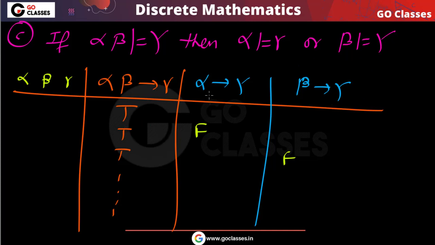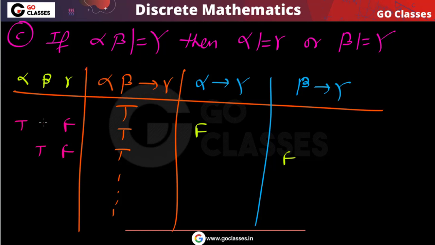Okay, so can I make it false? Alpha implies gamma. How can I make it false? Here definitely alpha must be true and gamma must be false. And similarly, to make beta implies gamma false, beta must be true and gamma must be false. Okay, now in these situations, can I make this true? Is there any problem? No, there is no problem, because this must be a tautology.